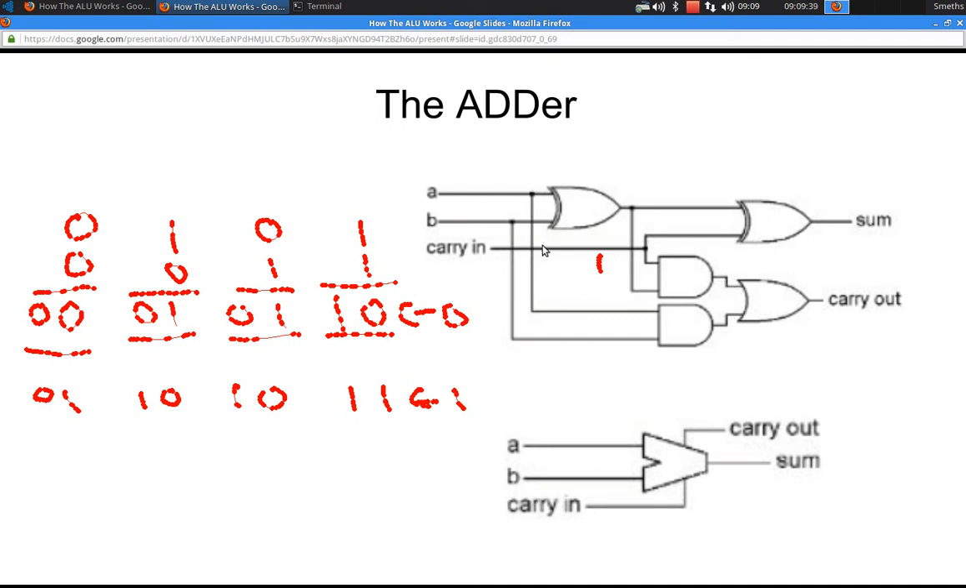But if A and B are both on, well, what happens if A and B are both on? You come into the AND, this will turn on. This is an OR, so the carry out will go to 1. So you get exactly what you'd expect.